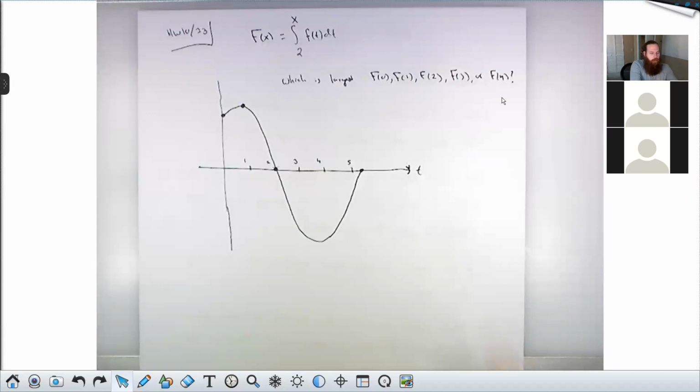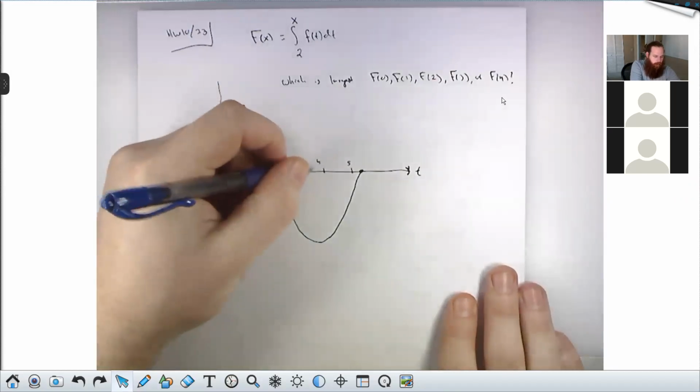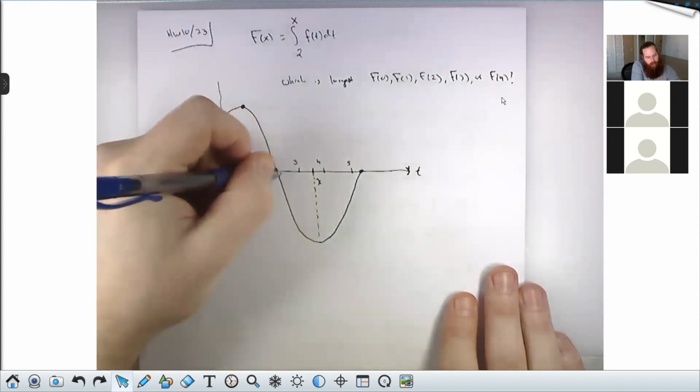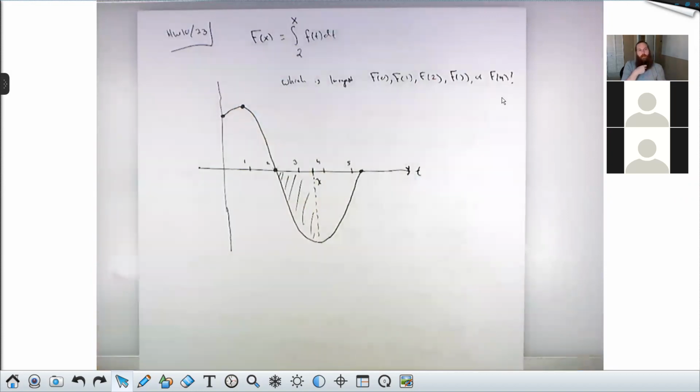So what we're doing there, if you drop an x somewhere in here, then capital F of x is the area from 2 to x. But remember, it's measured as negative if that area is below the x-axis and positive if the area is above the x-axis. But you also have to be careful about orientation. So if we were to integrate moving forwards like this, then this area would be measured as negative because it's below the x-axis. So f of 3, f of 4, f of 5, those are all negative. What about f of 1 or f of 0?